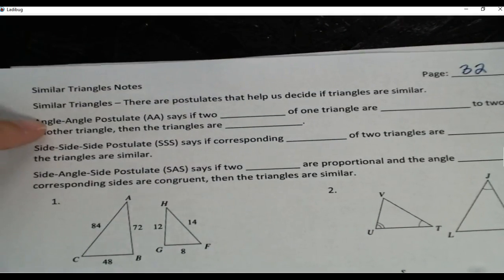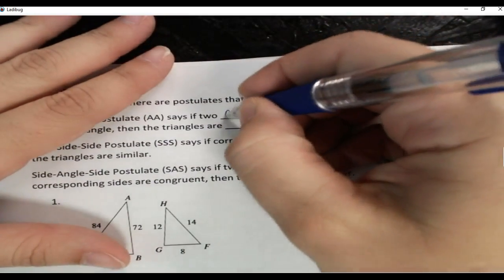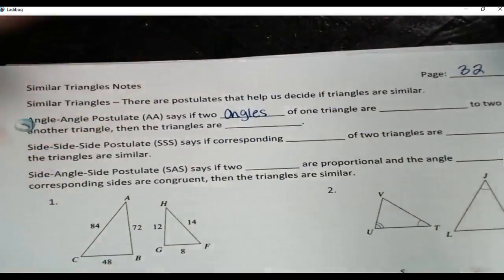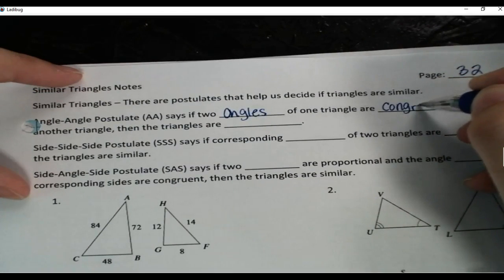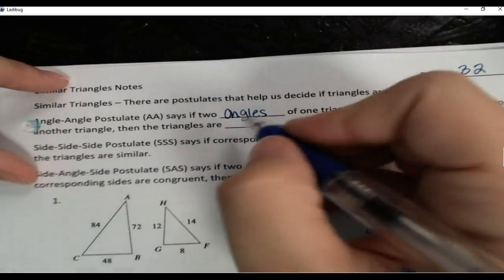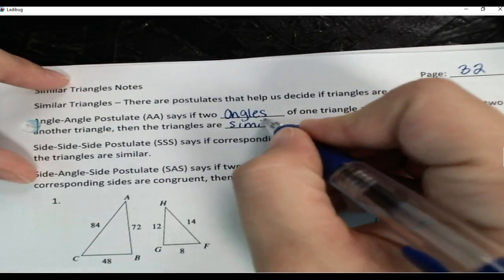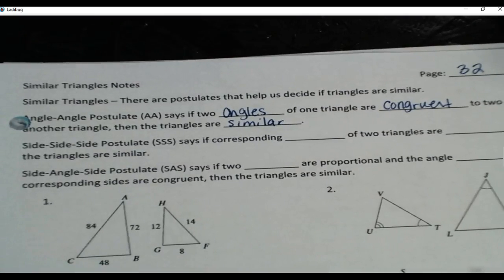Okay? So the first one is angle-angle. So angle-angle says if 2 angles of one triangle are congruent to 2 angles in another triangle, then the triangles are similar. Okay? So again, we can't assume that they're congruent, but we can assume that they are similar. And then the other 2 are also congruent.